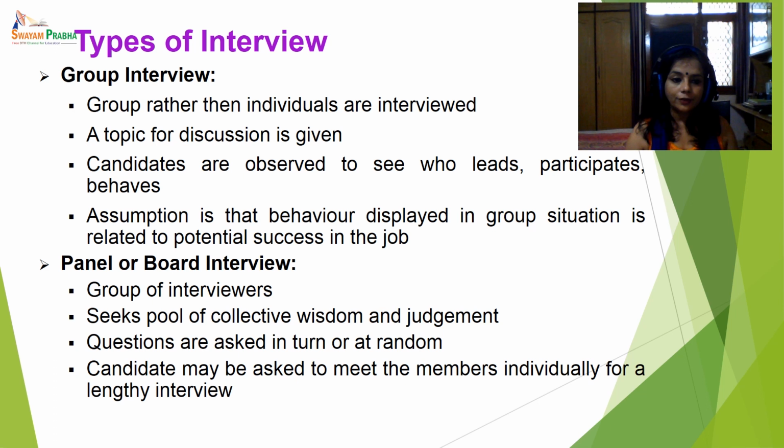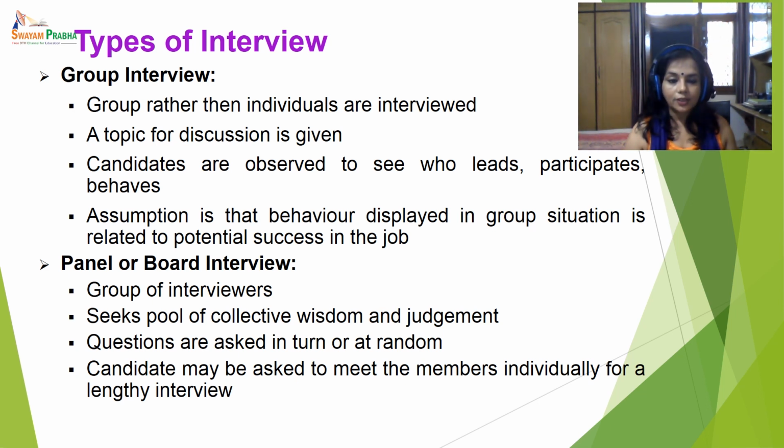Another type of interview is group interview. As the name suggests, a group of people are interviewed at a time. So it is the group rather than the individuals who are interviewed. A topic of discussion is given to them. Candidates discuss among themselves and are observed to find out who leads, who participates, how they behave. So it's a kind of group discussion interview. The assumption is that behavior displayed in a group situation is related to potential success in the job.